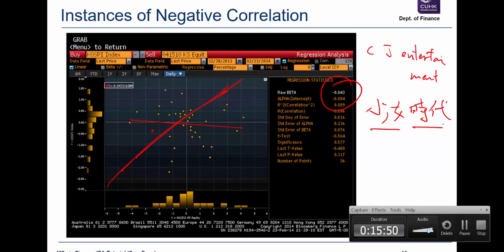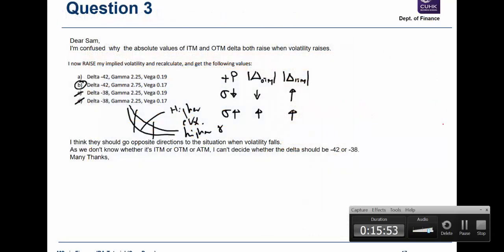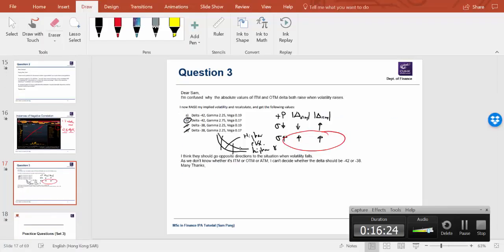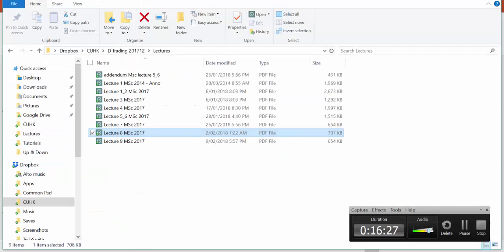These stocks are interesting. All right, now here's another one. Dear Sam, I'm confused why the absolute value of in the money and out of the money OTM delta both raise when volatility raises. He's talking about here. Now, I have to apologize because I think I made a mistake in my notes. And this, I think, was the last, maybe the last question in set number 2. So I will go right there.